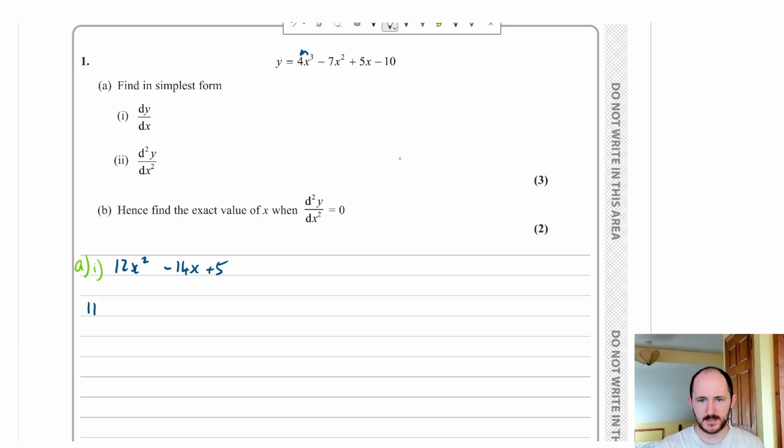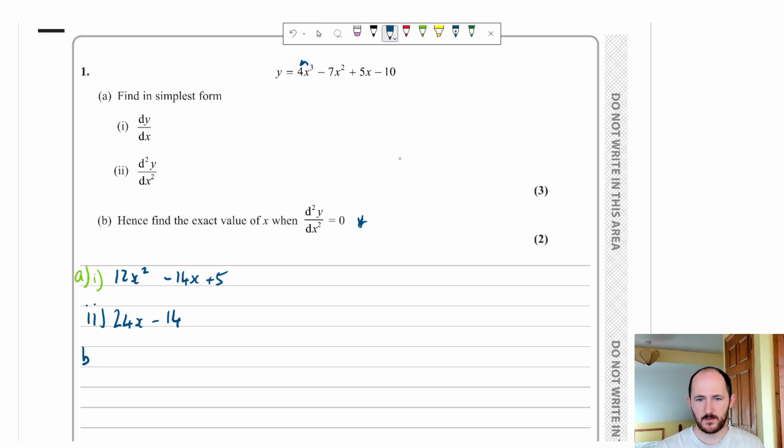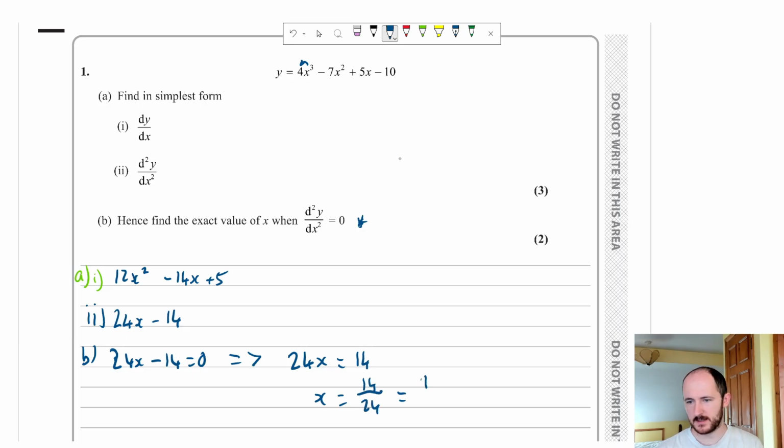Then we do the exact same thing for part 2, but we're doing d squared y by dx squared, so we differentiate one more time and get 24x minus 14. For part B, it says find the exact value of x for when that whole thing equals 0. So 24x minus 14 equals 0. Add 14 to both sides, we get 24x equals 14, and so x equals 14 over 24, which you don't have to simplify, but we can if we want to, so 7 over 12. And we can leave it as that.